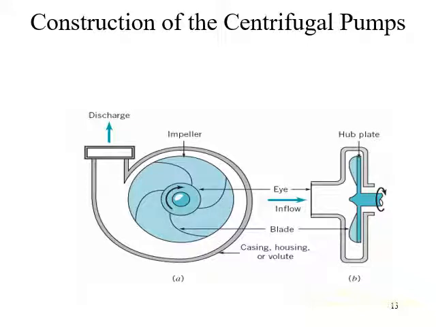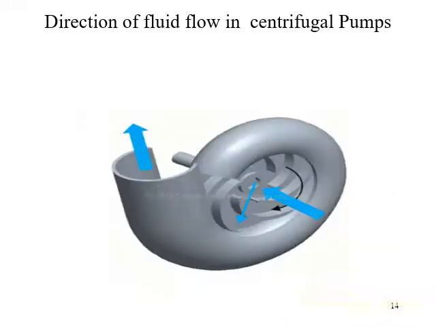Finally it is discharged to the outer circumference of the periphery of the impeller, and then it is passed to the volute casing. Finally it is discharged to the discharge pipe. So this is the construction of the centrifugal pump.